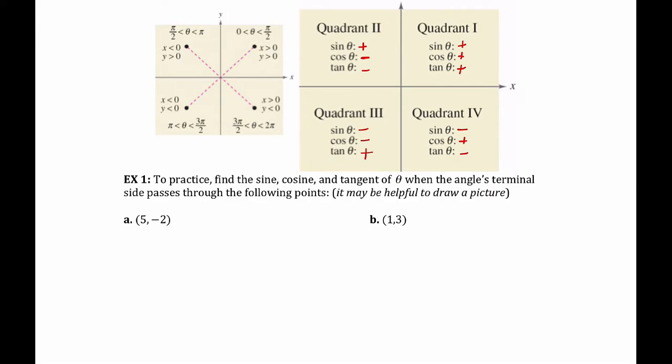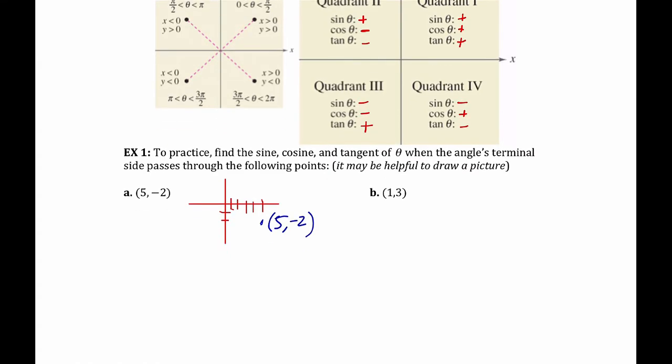It says it may be helpful to draw a picture, and by "it may be," I mean it'll be very helpful. So if we have the coordinate (5, negative 2), we go 1, 2, 3, 4, 5 to the right, and then 2 down. Let me put a point there. And there it is, our point (5, negative 2). We're asked to find the sine, cosine, and tangent of the angle formed by the positive x-axis and that ray there.